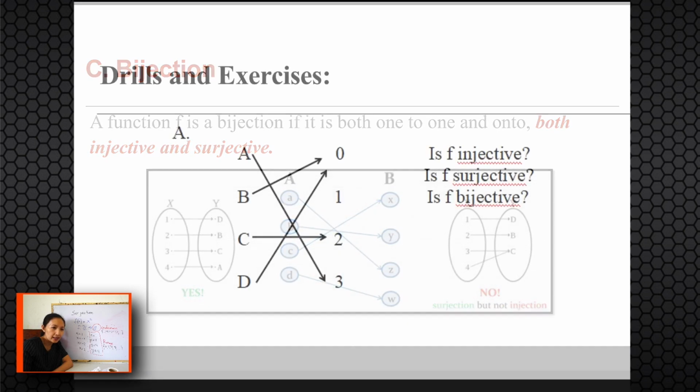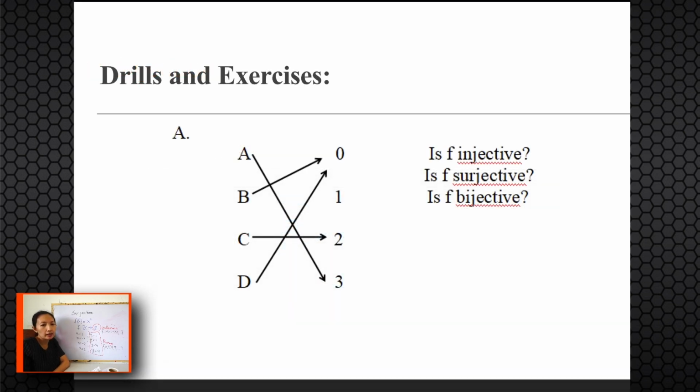Okay, exercises. Looking into this mapping, is F injective? Is it 1-to-1? A is mapped to 3 only. B is mapped to 0. Are you sure? B and D are mapped to 0. So no, it's not injective. Is it bijective? No, because it is not injective.